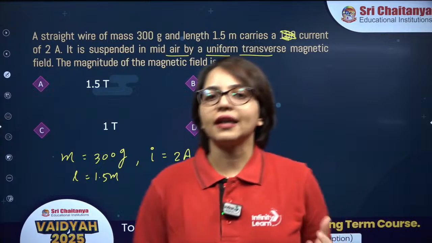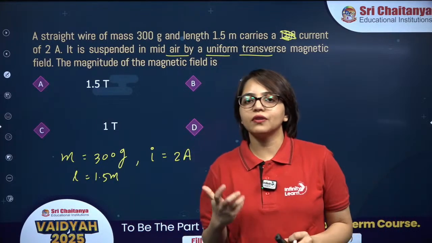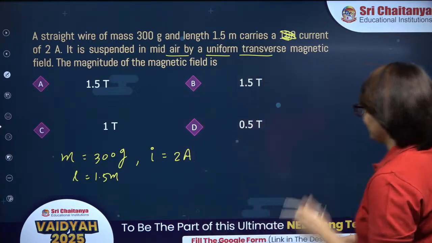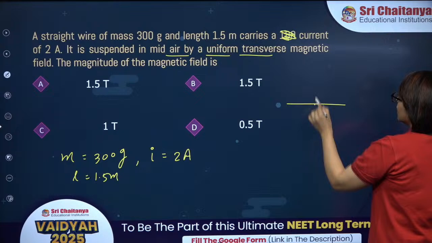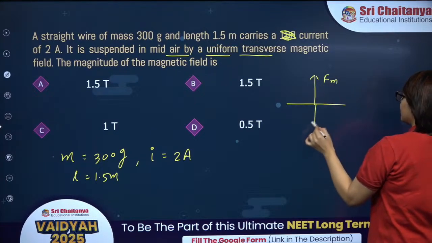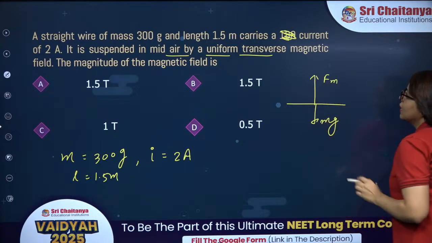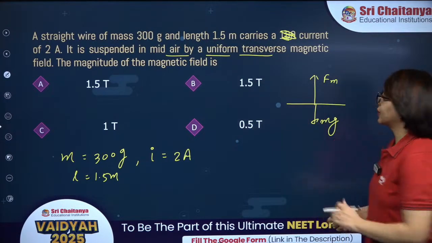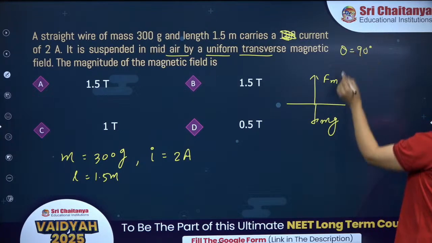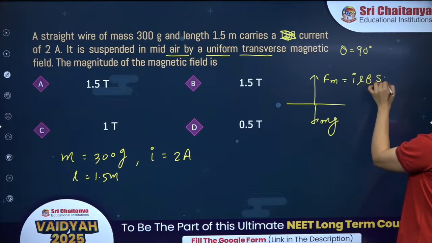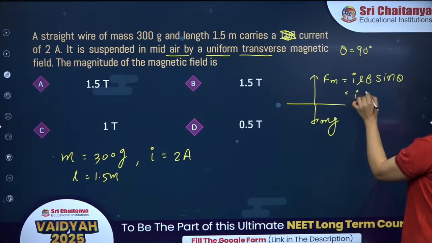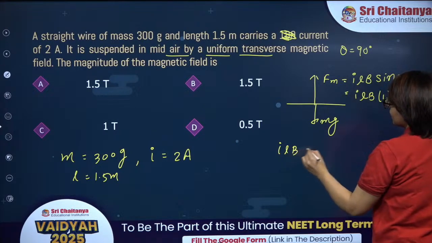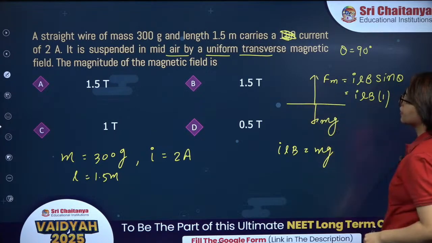It is suspended in mid-air. That means what? That means the net force acting on the wire is 0, right? That means whatever magnetic force is acting on the wire is balanced by mg. Now it is a transverse magnetic field. That means the magnetic field is perpendicular to the plane of the wire. That means what? Theta is equal to 90 degree. So the magnetic force on a current carrying wire is ILB sin theta. So it will be just ILB because sin 90 degree is 1. So ILB should be balanced by mg to keep it suspended in mid-air.